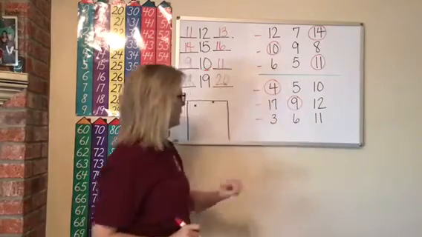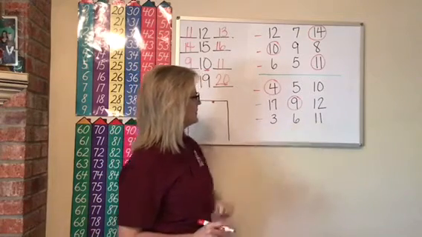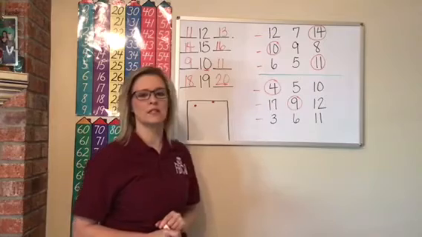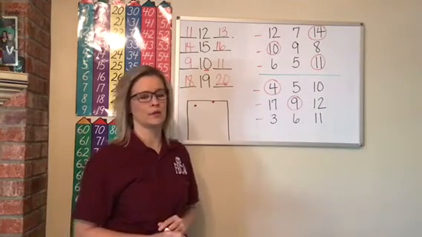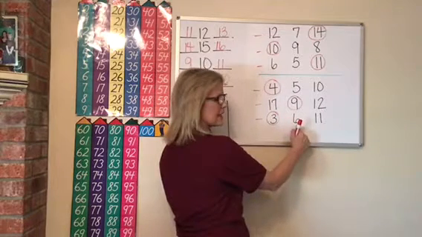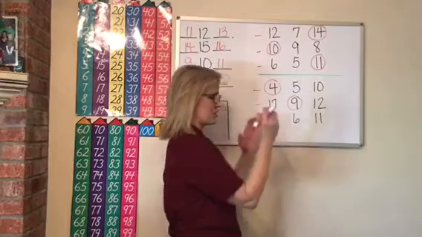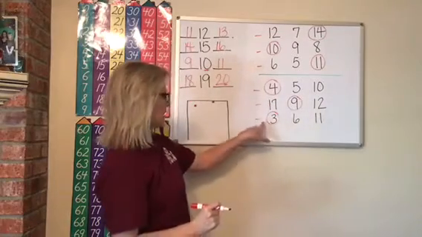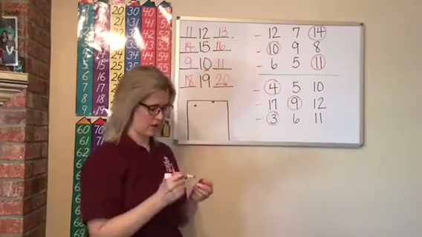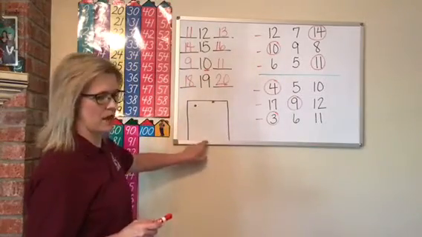In this row right here, we have 3, 6, and 11. Which number is the smallest number? That would be 3. 3 is smaller than 6. 3 is smaller than 11. So 3 is the smallest number in that row. Very, very good.